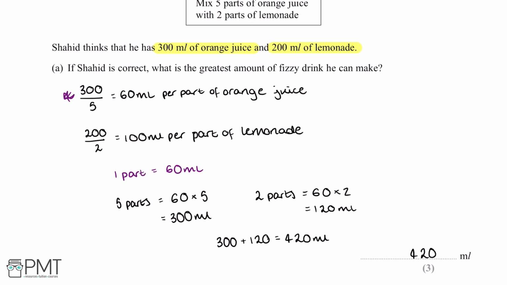Now this question's worth 3 marks. We'll get our first mark for working out how many millilitres each part of the drink is equal to. We'll get our second mark for working out the amount of each individual drink. And we'll get our third mark for adding these two values together to work out the total amount of fizzy drink in order to get a final answer.